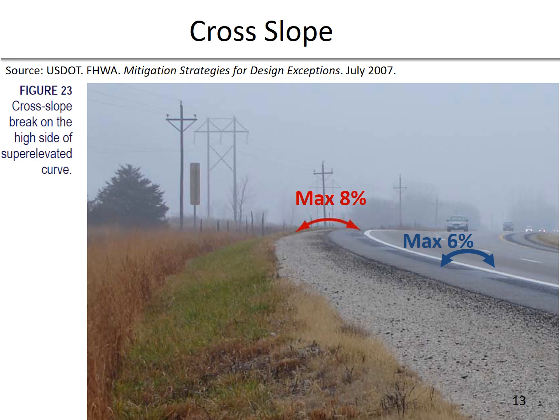In addition to the cross slope of the lanes, the cross slope break on the high side of the superelevated curves should not exceed 8%, and between the edge of the lane and the shoulder should not exceed 6%.